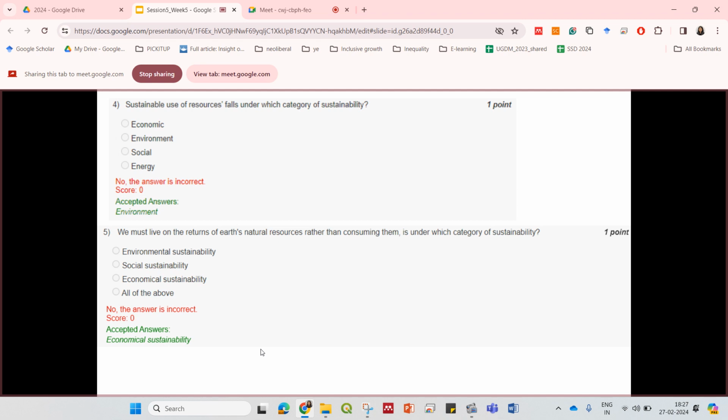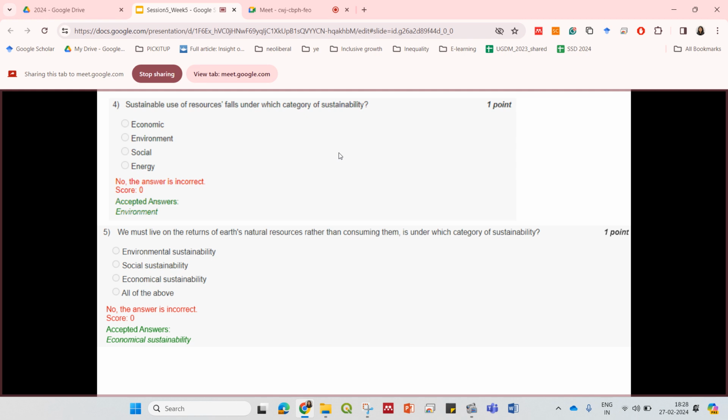So the next doubt was about where the sustainable use of resources falls in case of sustainability. So either it is economic, environmental, social, or energy saving. So according to the definition, I'm sorry if there was some doubt regarding this, but I'll have to reiterate this again, that use of resources can often fall into economic, environmental, and social, all three categories.